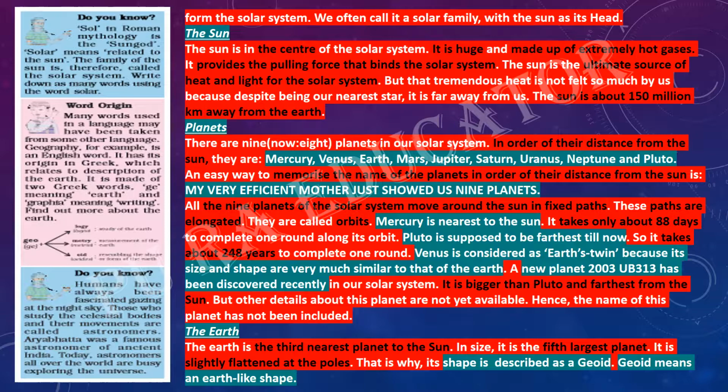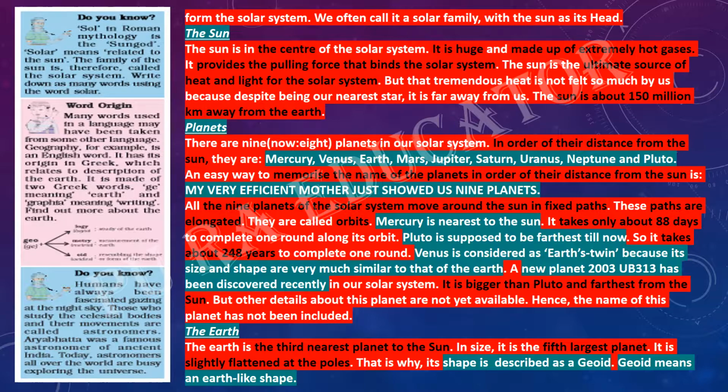Now we'll see the family of the solar system, that is planets. There are 8 planets now. Earlier there were 9 planets. Pluto was removed in 2006. We'll order the planets according to the distance from the Sun. The first one is Mercury. It is the nearest to the Sun. Next is Venus. Third is Earth. Fourth is Mars. Fifth is Jupiter. Sixth is Saturn. Seventh is Uranus. Eighth is Neptune. Ninth is Pluto.